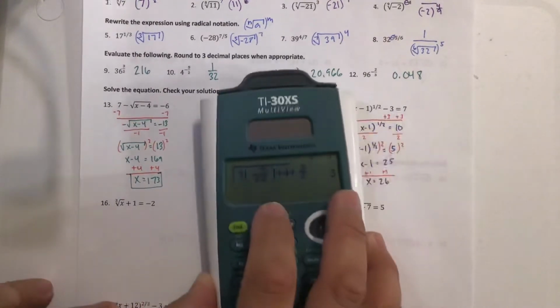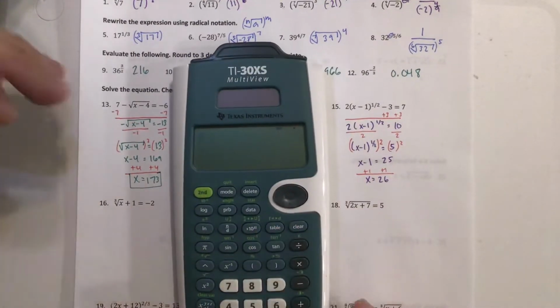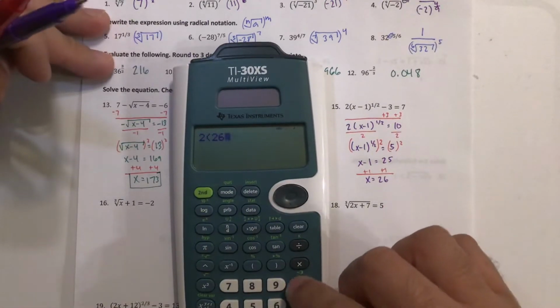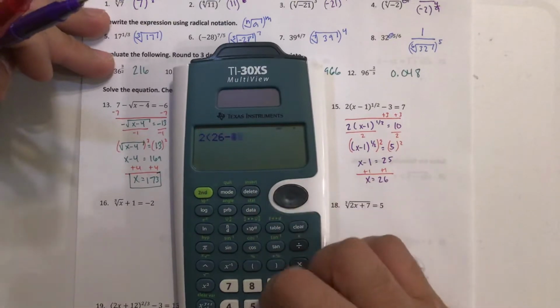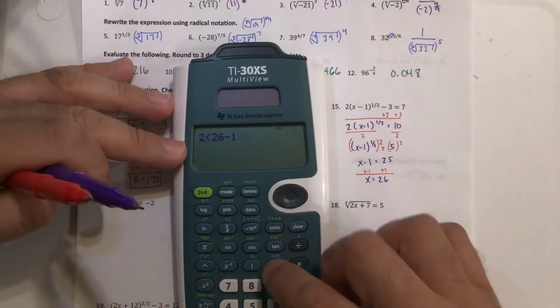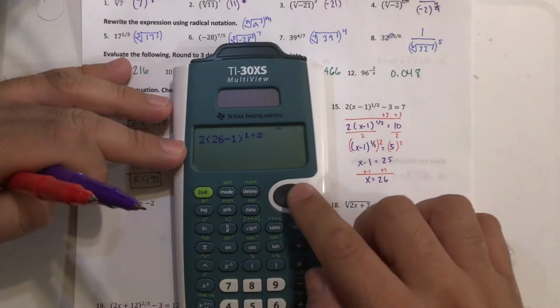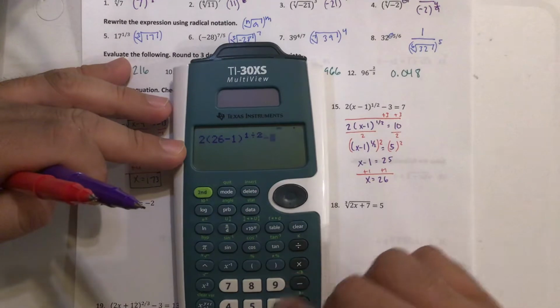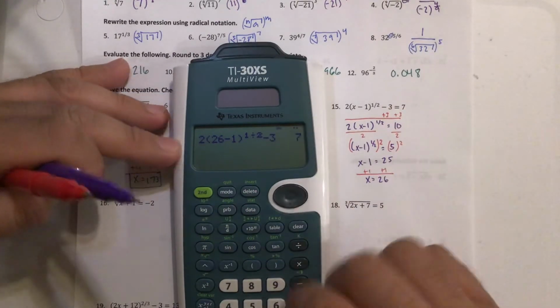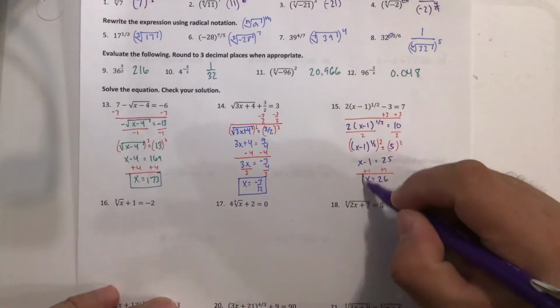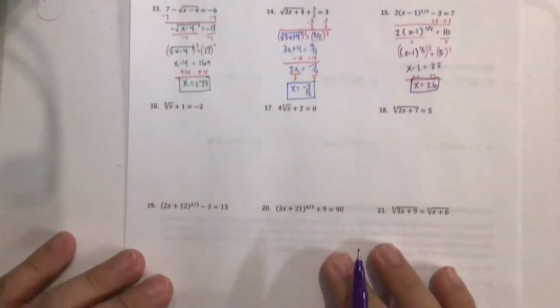Again, we're going to verify it just to make sure it is right. So we have 2 parentheses, and we have 26 minus 1, close parentheses, raised to the 1/2 minus 3. And it should equal 7, which it does. All right. Let's keep going here. So our answer is 26. So let's take a look at 16.